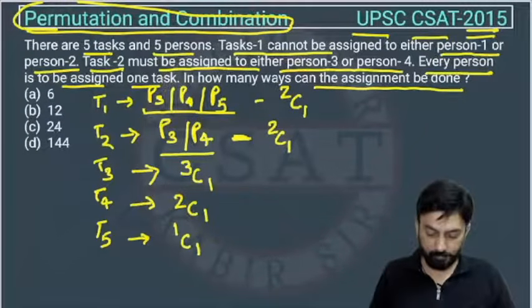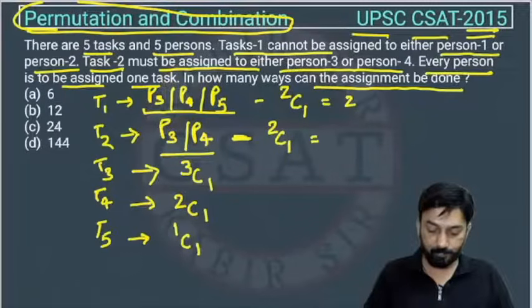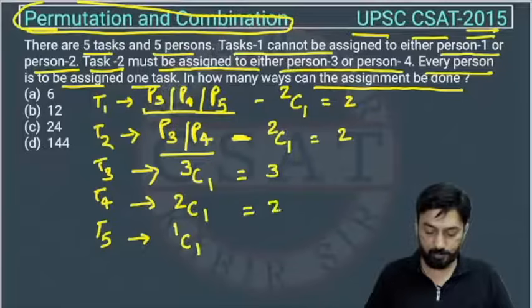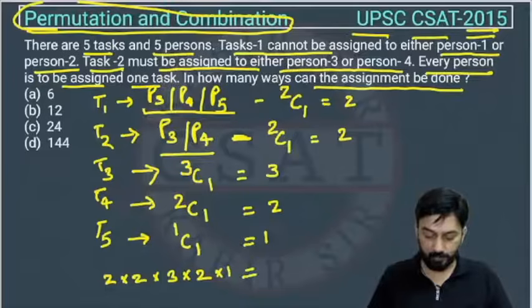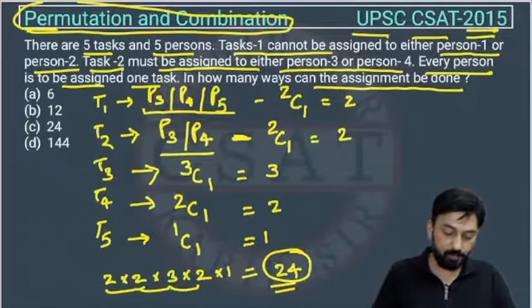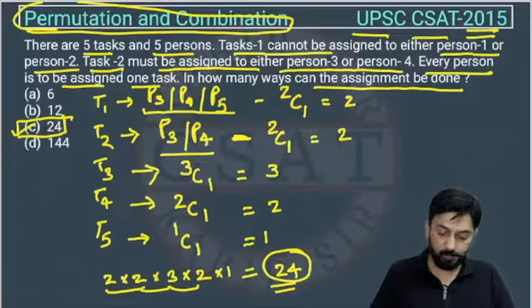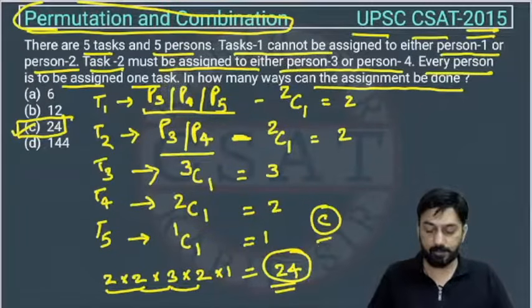So the final answer will be, we will solve this: 2C1 will be equal to 2, 3C1 will be equal to 3, this 2C1 will be equal to 2, and 1C1 equal to 1, right? So the final answer will be 2 into 2 into 3 into 2 into 1. This is 4, 4 3s are 12, 12 into 2, 24. So the answer is 24, which is option C. Option C is the correct answer for this question.